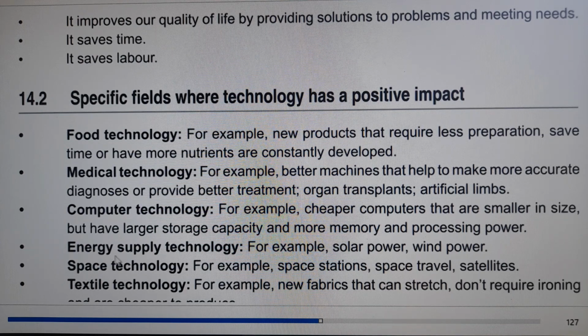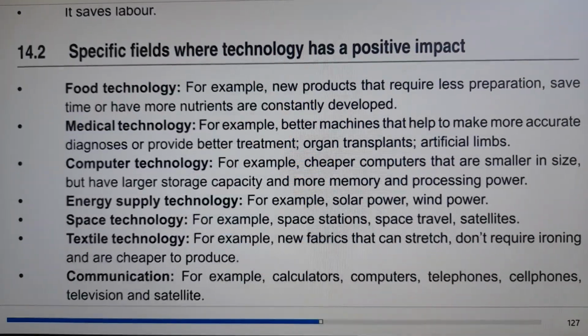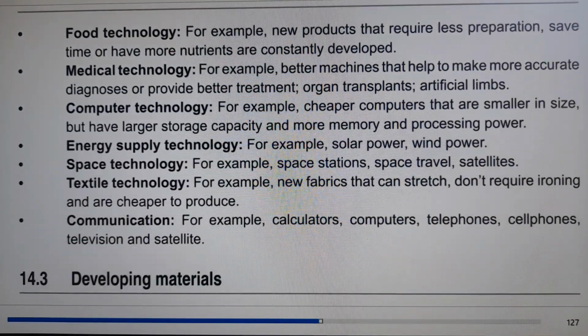Also in energy supply technology, for example, these days we've got solar power and wind power. Space technology, for example, space stations, space travel, and satellites going to the moon, going to the space, and putting some technology that will do the analysis for us.